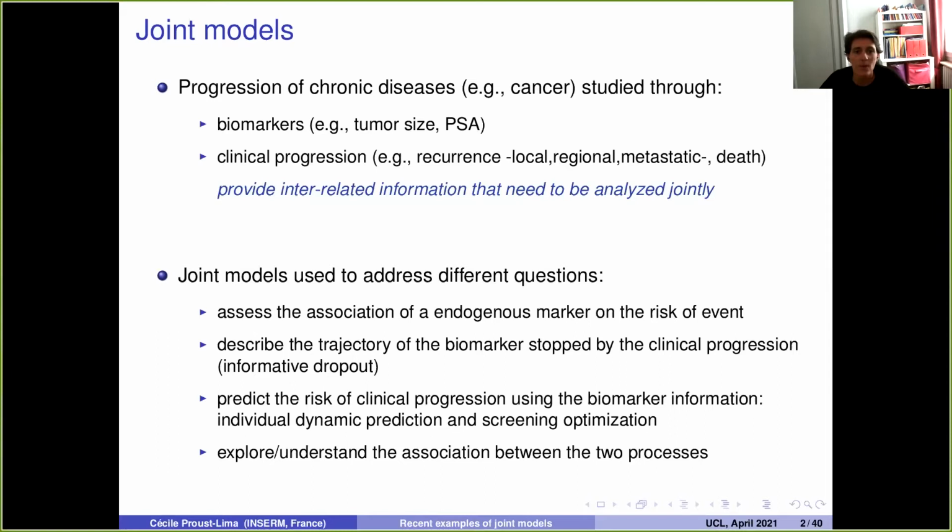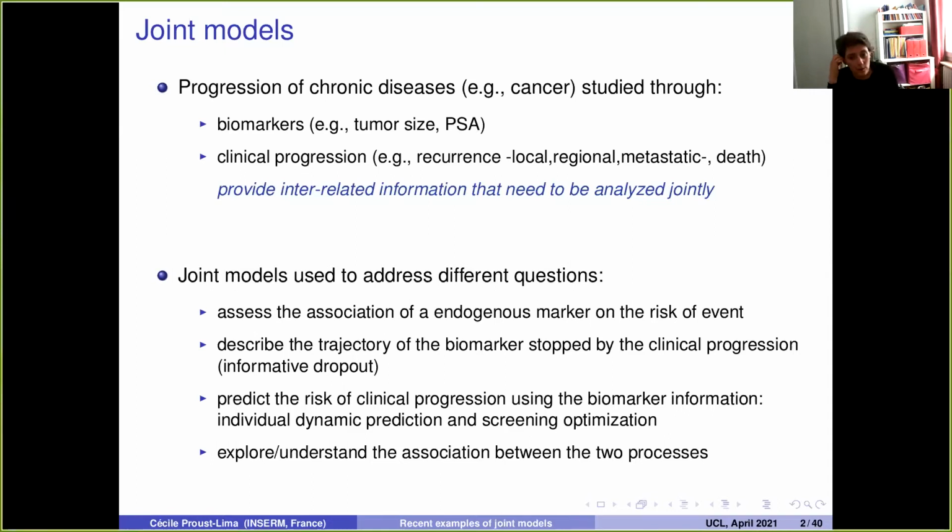When we study the progression of chronic diseases, for example, cancer or Alzheimer's disease, we study that through the repeated measures of biomarkers. For cancer, that can be the tumor size or the PSA in prostate cancer. And we also have the clinical progression, which is usually a time to event. Those two types of processes are very interrelated, and so we need to analyze them simultaneously. That's the principle of the joint models.